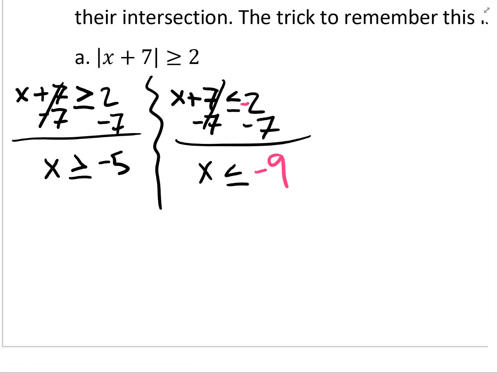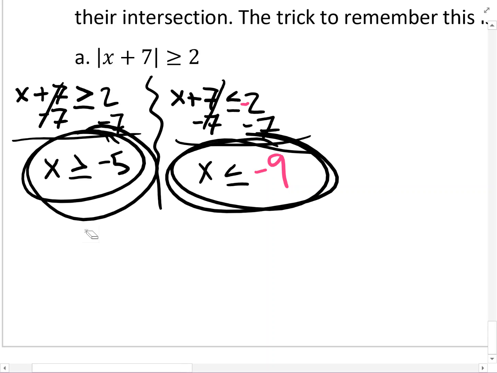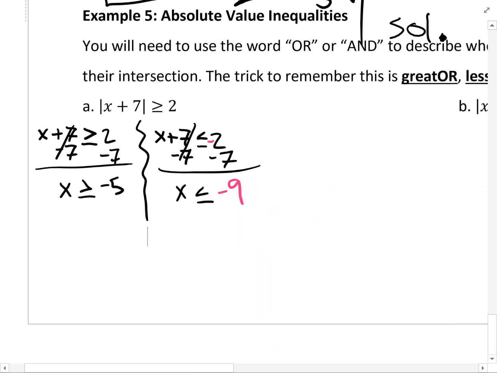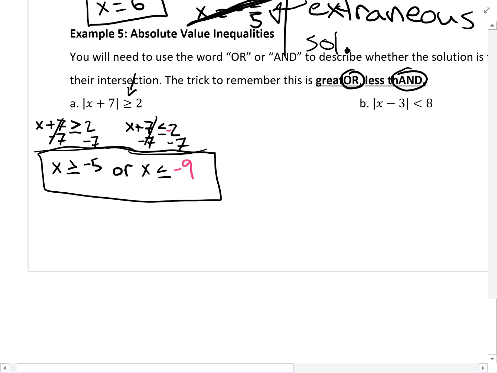All right, we got both of these. Now here's the last thing you need to do. Good news, you don't have to check for the inequalities, but you do have to say, is it this and this, or is it this or this? The trick that I use to remember is you have greater and less than. Do you see what I did there? We started with a greater than symbol, so I will write or in between my 2 answers. Done.